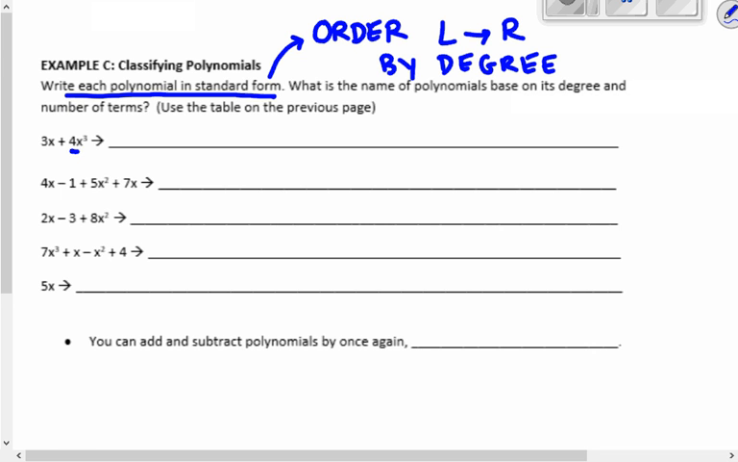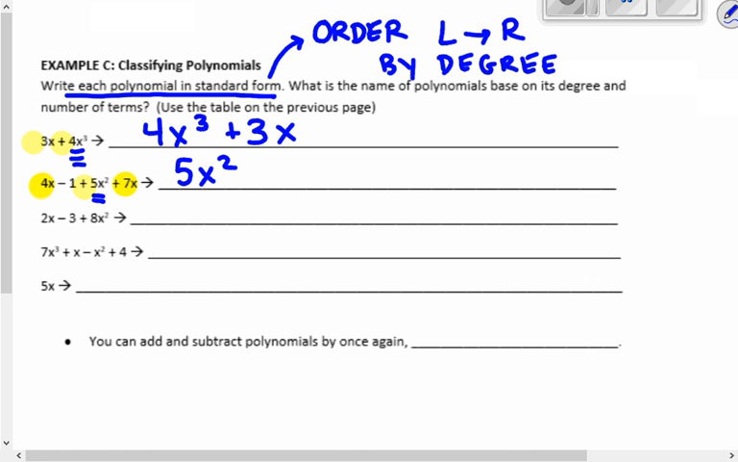So in the first one, 4x cubed has the highest degree, so we list that first. Since it's positive, you're going to keep it positive, 4x cubed, plus 3x, because the 3x is positive. If anything has a subtraction sign in front of it, we want to keep that sign attached to the term that comes after it. For example, in the next one, 5x squared has the highest degree, and it's positive because of the plus sign in front of it. The next two will be positive 7x and positive 4x.